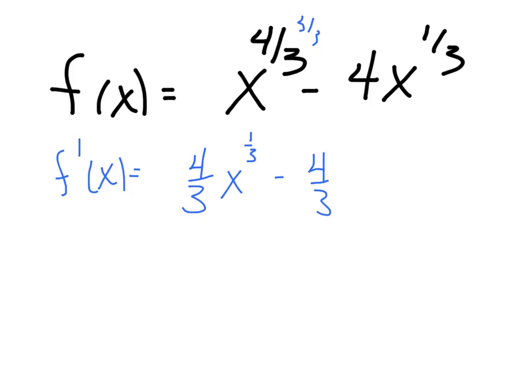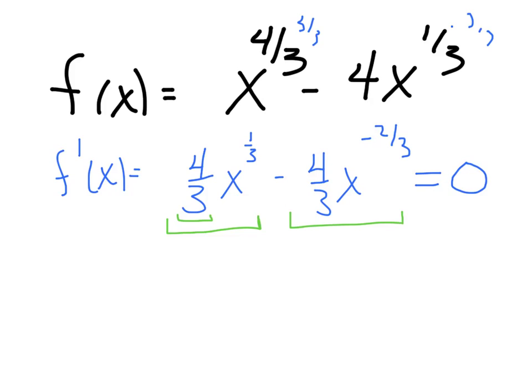Minus 4/3 x, if I subtract 3/3, to the negative 2/3. Now I have to set that, of course, equal to 0. Okay? Now it's all about your favorite factor, and you've got to pull out that GCF. Alright, so I'm looking at this side of the minus sign and this side of the minus sign. I can take out the 4/3 x to the smaller exponent, the negative 2/3.